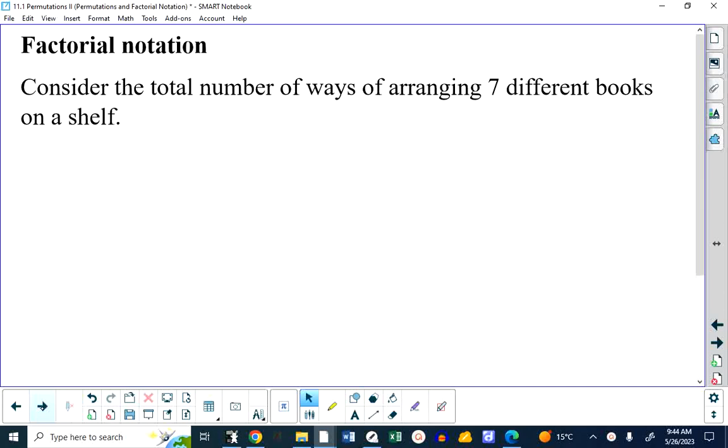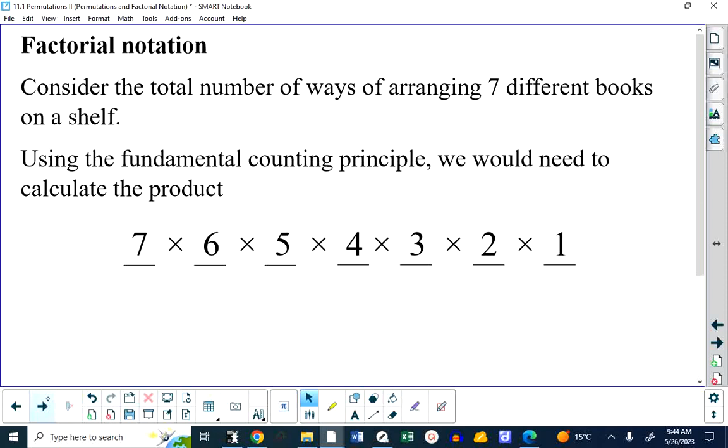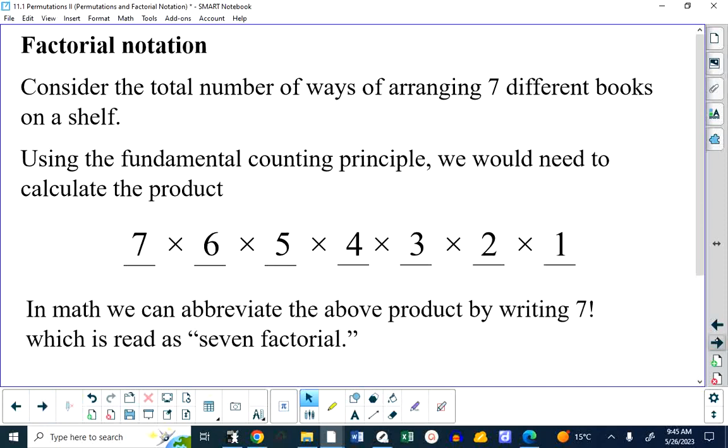So consider the total number of ways of arranging 7 books on a shelf. This is not a difficult question. If you wanted to use the fundamental counting principle, this is what your thought process would be. You would say, I have the first place, second place, third place, or first position, second position, third position, etc. So the number of ways to do that would be 7 times 6 times 5 times 4 times 3 times 2. I know we do not need to say times 1, but we write it in mathematics. And of course, from yesterday, we know that that's written as 7 factorial, 7 with the exclamation point.